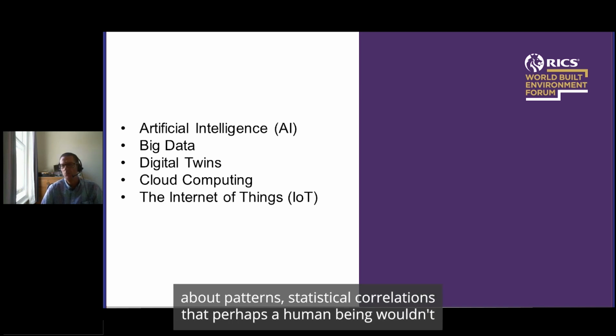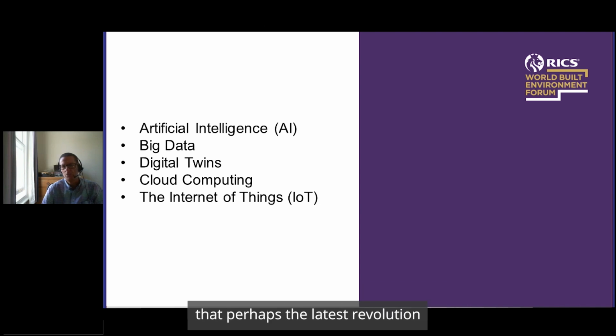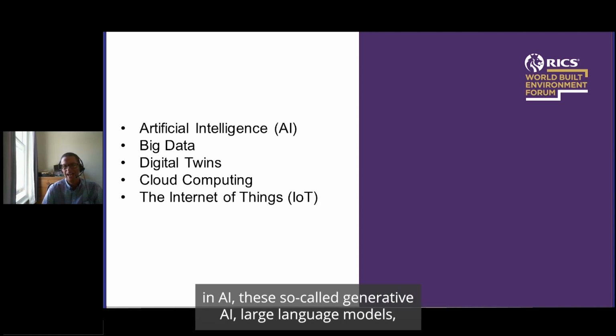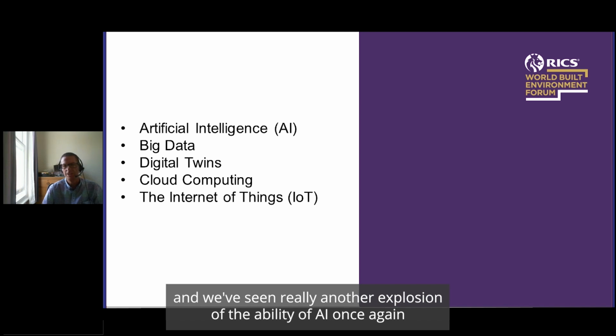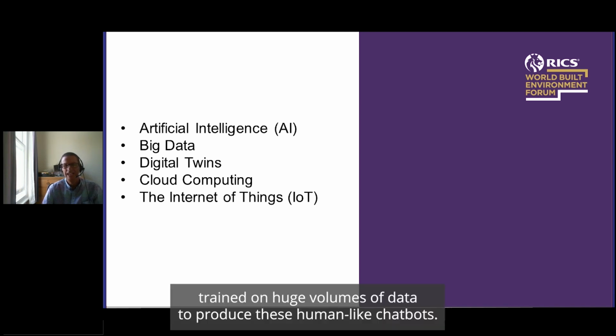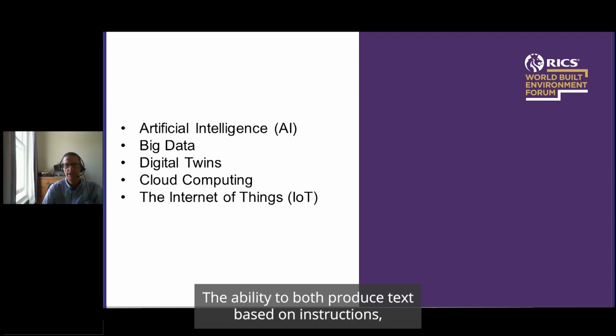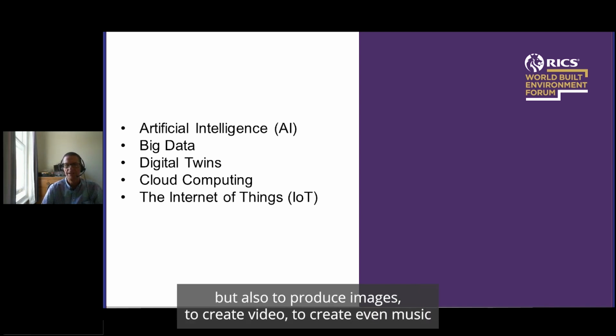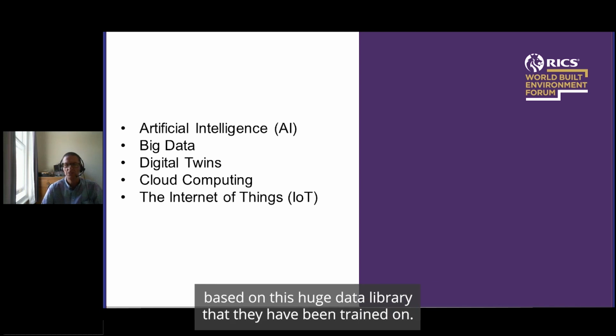Now, it's been impossible over the last few months to ignore perhaps the latest revolution in AI, these so-called generative AI large language models, services like ChatGPT. We've seen another explosion of the ability of AI, once again trained on huge volumes of data, to produce these human-like chatbots, to produce text based on instructions, but also to produce images, to create video, and even music based on the huge data library that they have been trained on.